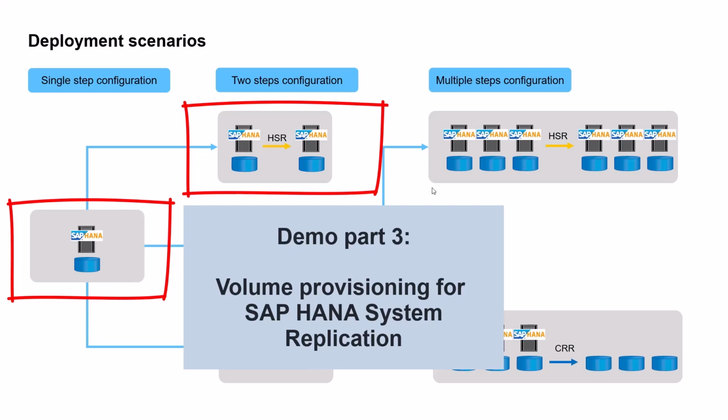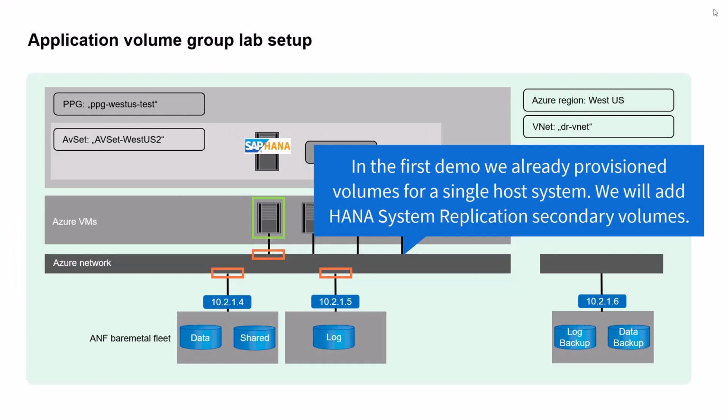As shown in this figure, the volume provisioning for HANA System Replication is a two-step configuration. First, you need to execute the AVG workflow for HANA single host, and then you extend the configuration by adding the volumes for the secondary HANA System Replication host. In the first demo, we already provisioned the volumes for HANA single host system, and in this demo, we will show how to add the volumes for the secondary host.